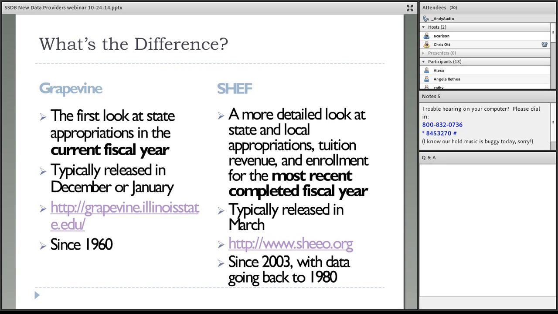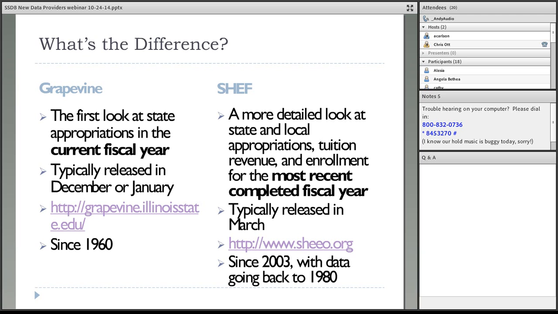The Grapevine media tables that are released each year are just two simple Excel documents and PDFs that provide 1 year, 2 year, and 5 year looks at the overall appropriations and then the percent changes by state. There are no adjustments made for inflation there. They're just straight up, here's the data, here's the numbers.